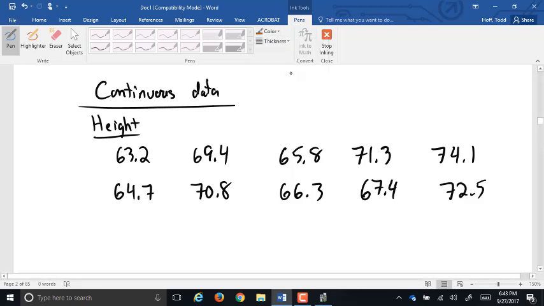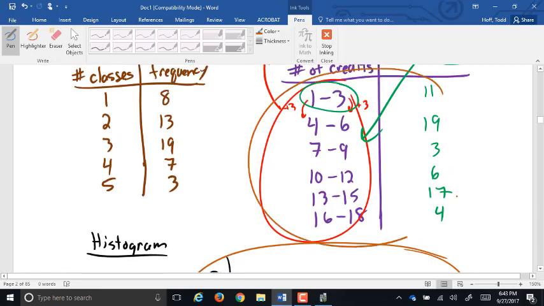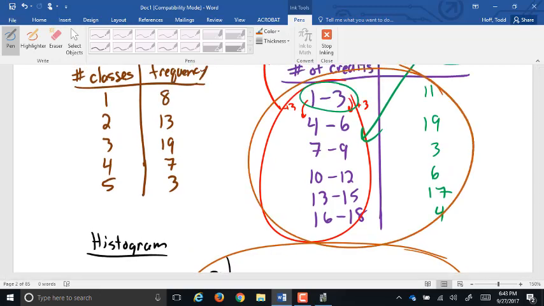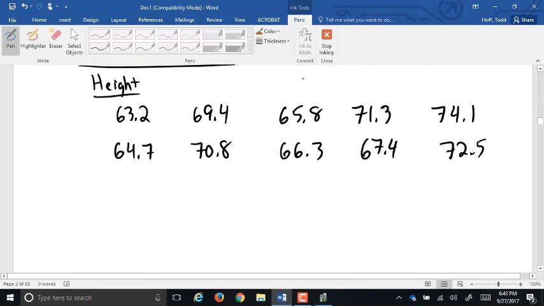So the only way it's going to make any sort of sense to put these in a table or a graph is to group them together, similar to what we did with this discrete data when we had too many possibilities to list them out. So here, now this is just a small set of data. The classes I'm going to make up aren't going to fit it real well.